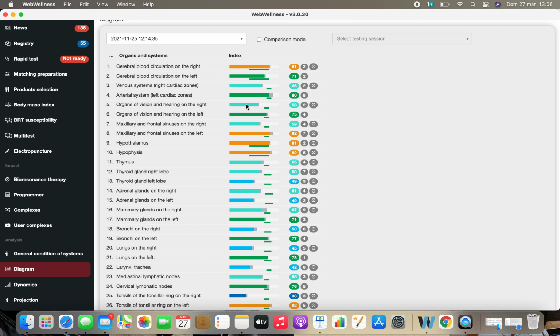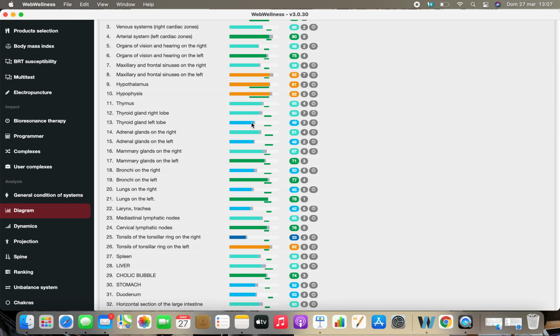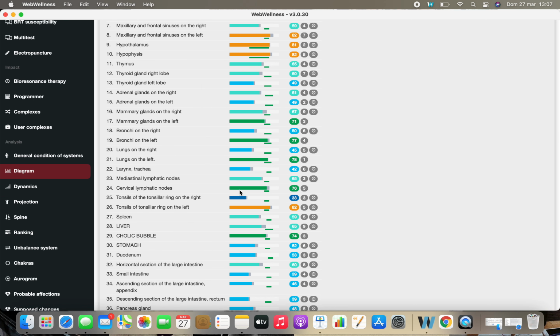Green and turquoise, it's basically like green is a normal condition and turquoise is very close to normal. So we also do not consider it as something away from normal, but it already wants to say that it's slightly different, but it's a very good condition as well. So orange colors mean there are some inflammation processes in these organs. Blue colors also mean that we need to pay attention. Dark blue colors, we need to pay a lot of attention to these organs and systems.